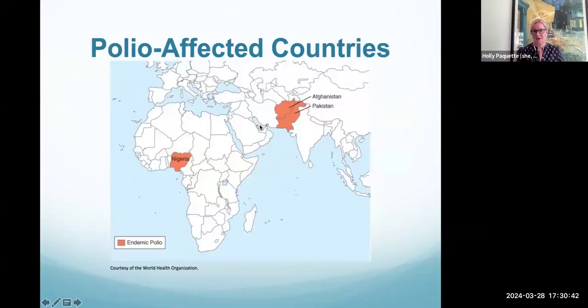But I was talking about the fact that we have a couple of countries that still have pockets of polio. Nigeria is one of those where it's considered endemic, and then Afghanistan and Pakistan. And I do want to briefly talk about why we see it still in Pakistan and Afghanistan.